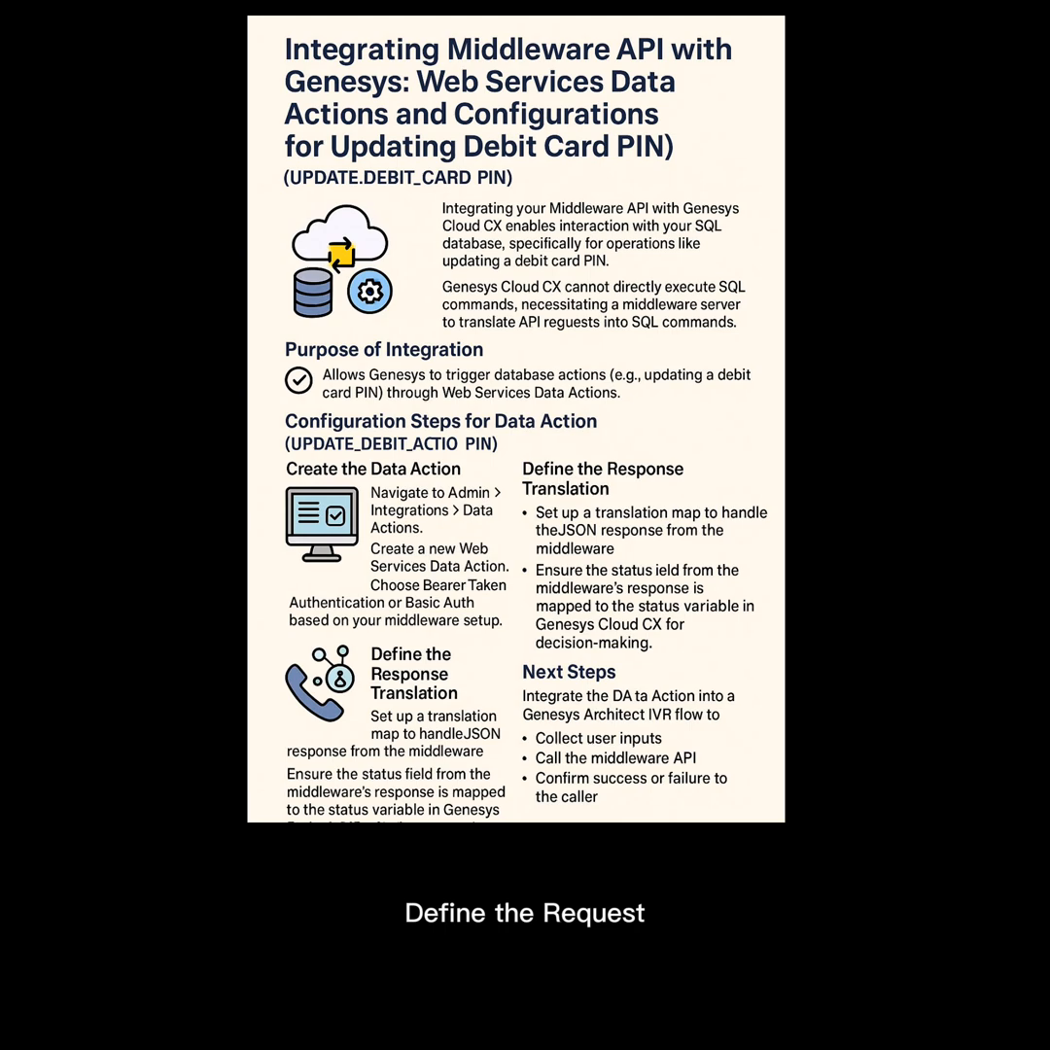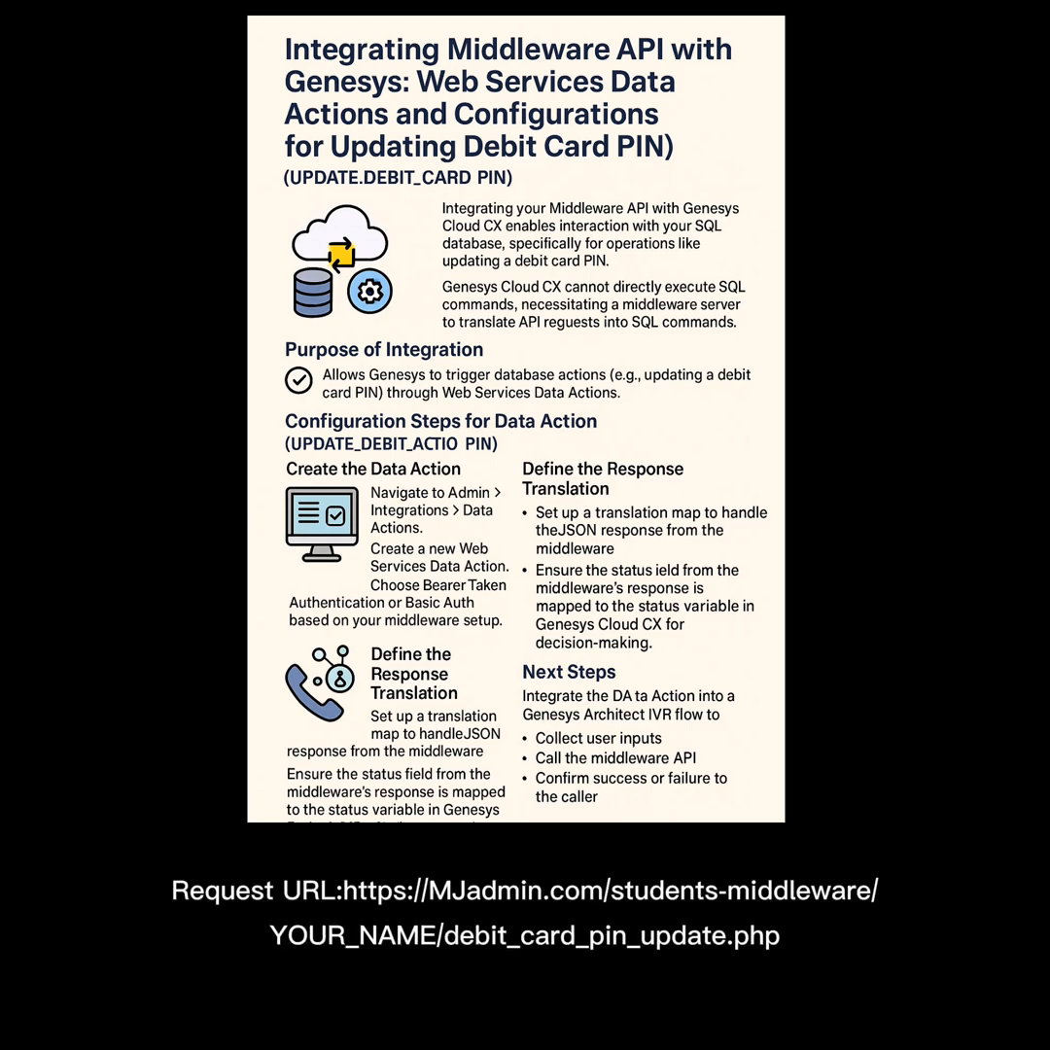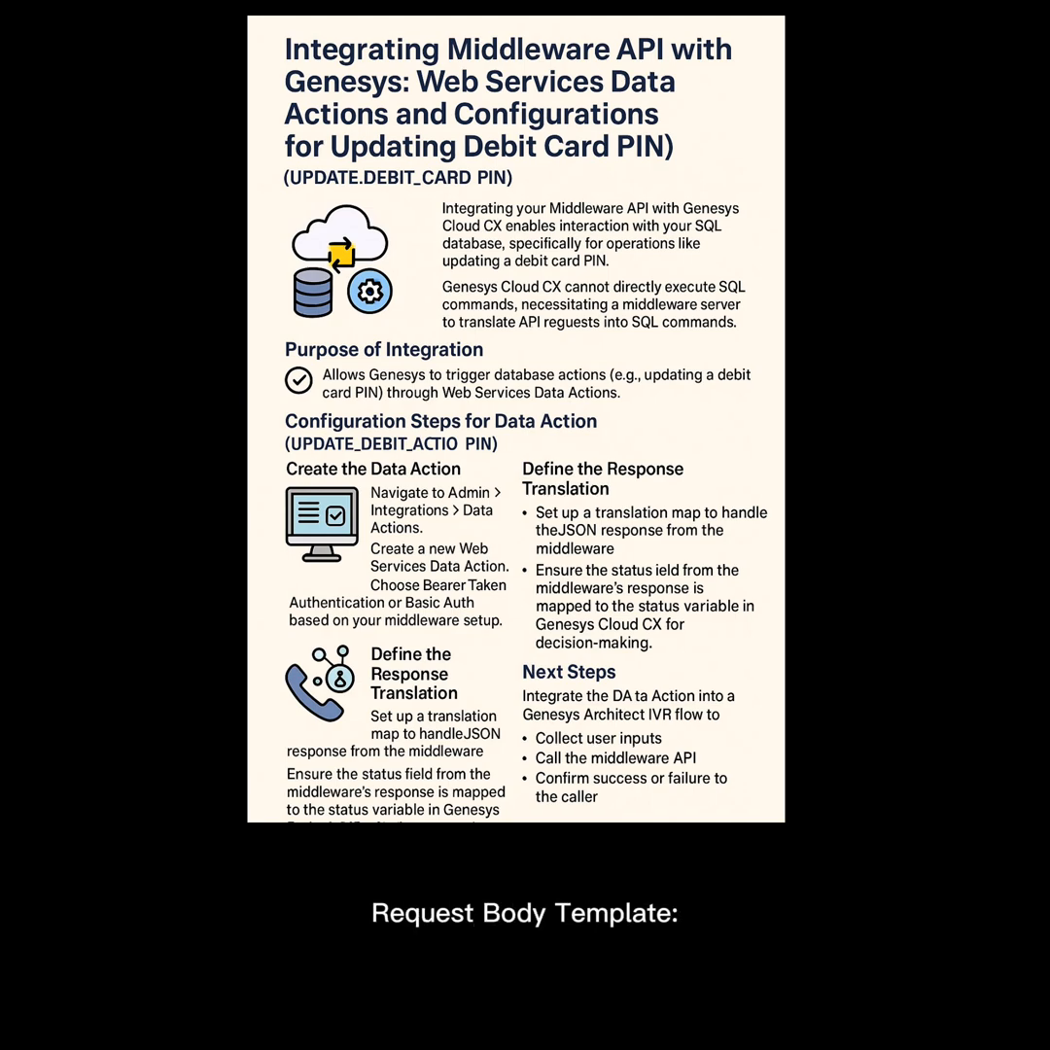Define the request. Request URL: https://mjadmin.com/your_name/students-middleware/debit_card_pin_update.php. Request body template. Contact number: $input.contact_number. DOB: $input.dob. Last four debit card number: $input.last_four_debit_card_number. Debit card expiry: $input.debit_card_expiry. New debit card PIN: $input.new_debit_card_PIN.